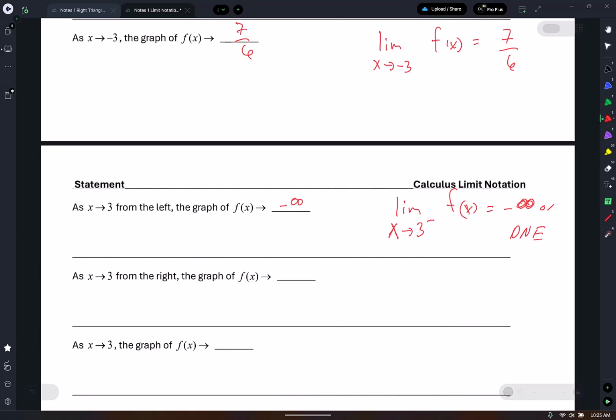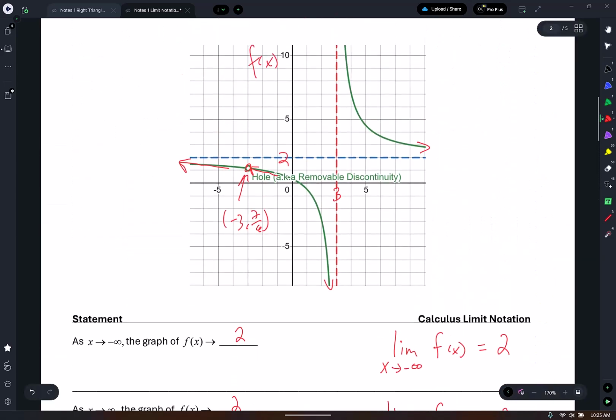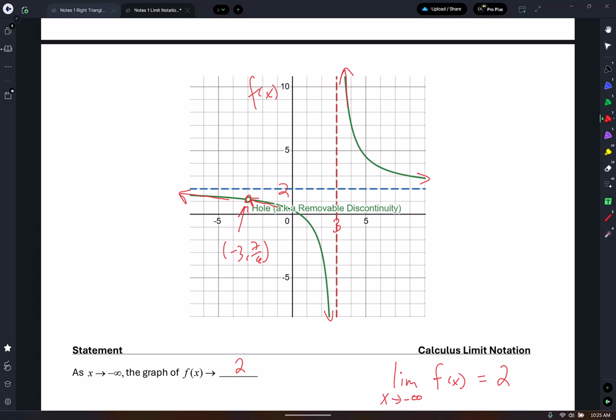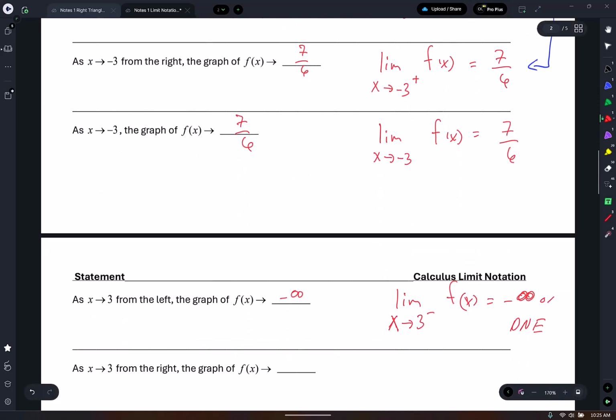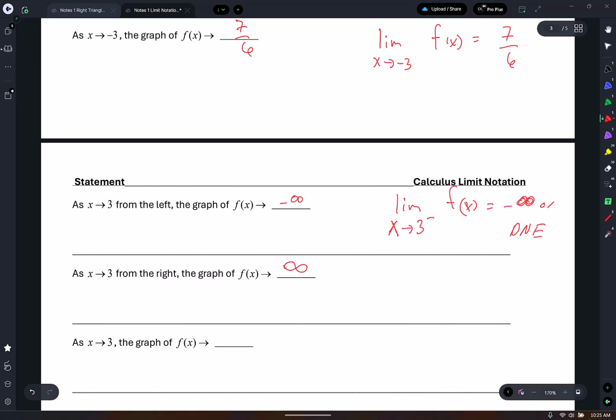As x approaches 3 from the right, the graph of f of x... well, if I approach 3 from the right, what does it look like? Positive infinity. So I'm going to write positive infinity. The limit as x approaches 3 from the right of this function equals positive infinity or does not exist.